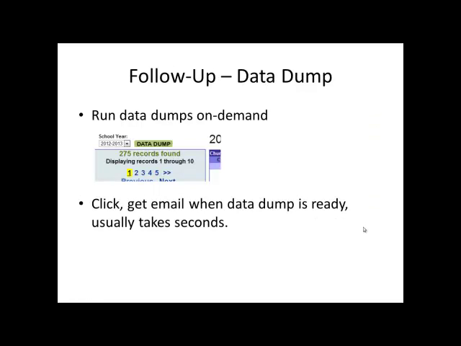Once your teachers have entered data on those follow-up data pages, you can get your follow-up data back in a data dump. When you select a previous school year on the student data page, a data dump button will appear next to it. You just click the data dump button. This will cause our data system to run a data dump on demand. You'll get a confirmation message on the screen that the data dump was inserted into the queue for processing, and then you should get an email shortly that says the data dump is ready to download. It usually takes a few seconds for the data dump to complete.